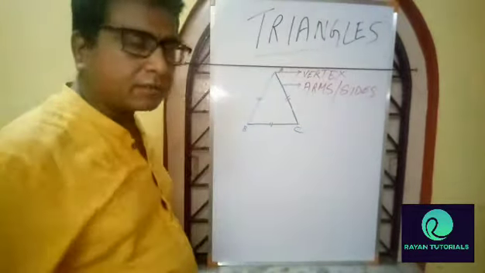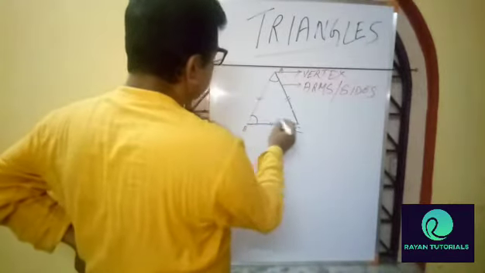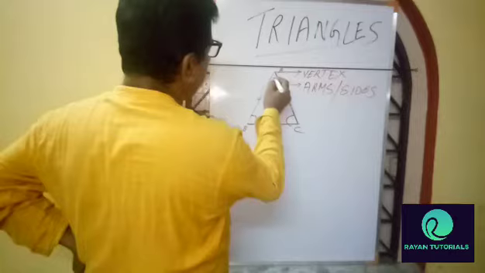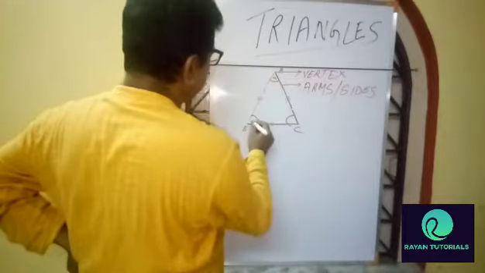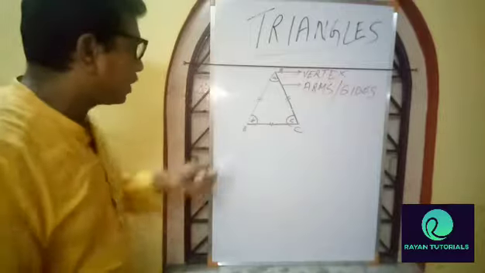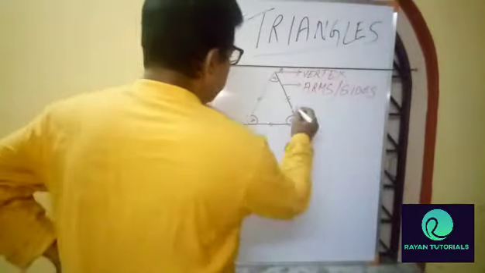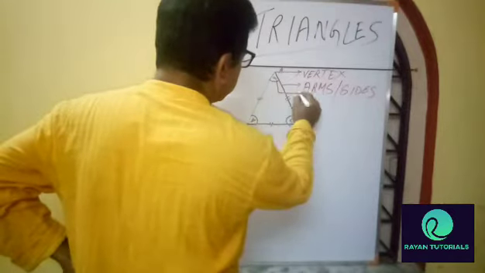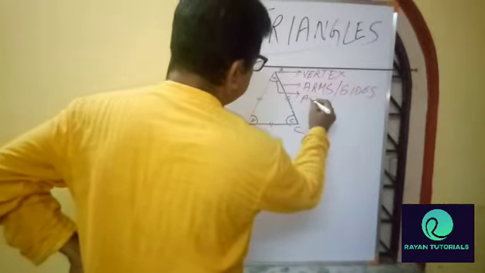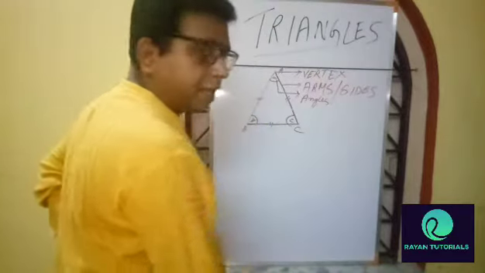What else? We get three angles. Let me name them A, B and C. So in a triangle we got three angles. These are called angles. Is that clear?